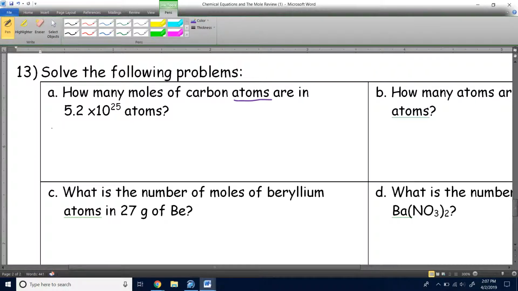So how many moles of, what's given is 5.2 times 10 to the 25th atoms. Okay, that's what's given to us in this problem. So let's put that over 1. Okay. Since we're dealing with atoms, what conversion factor can we use? What conversion factor refers to atoms?